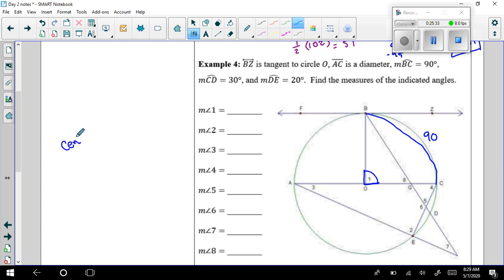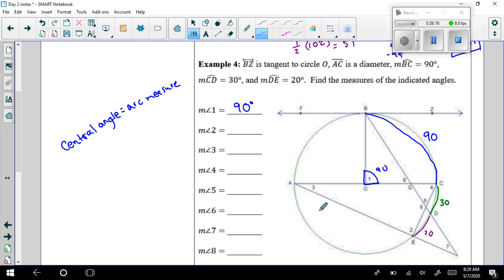So a central angle is equal to the arc measure. And so if that's 90, then that is 90. So right away we know the measure of angle 1 is 90 degrees. Measure of arc CD, so here to here, is 30. D to E is 20. And that's all we know for now.